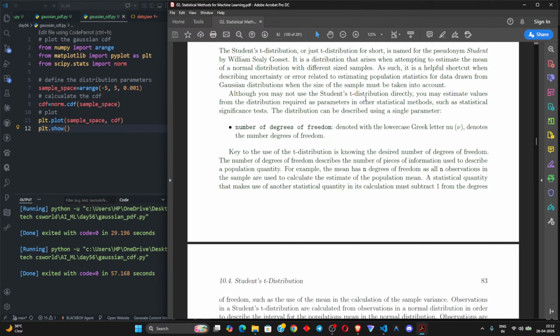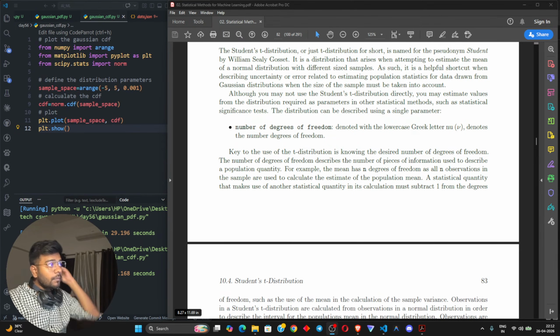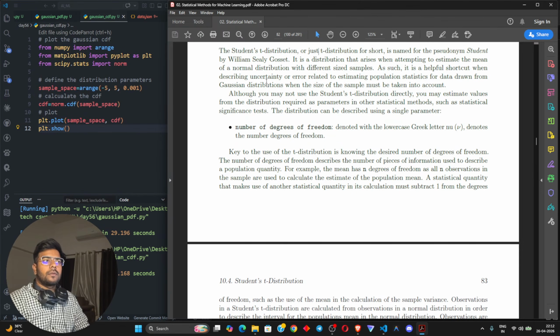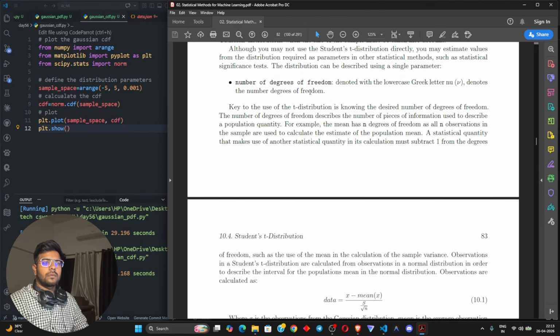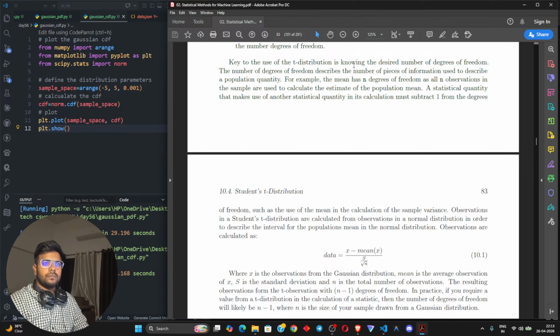Although you may not use the student's t distribution directly, you may estimate values from the parameter. As such, it is helpful when describing uncertain situations or reporting data from a distribution. The size of the sample must be taken into account. This should describe a population quantity.